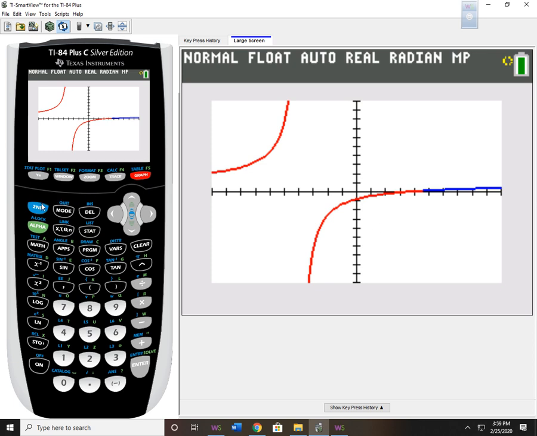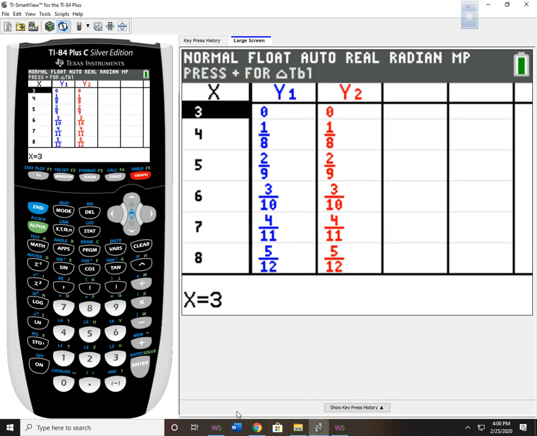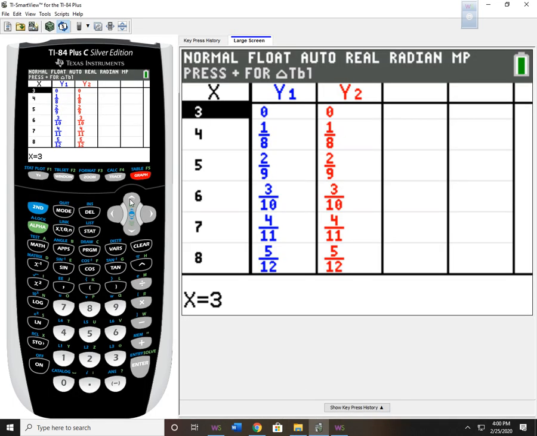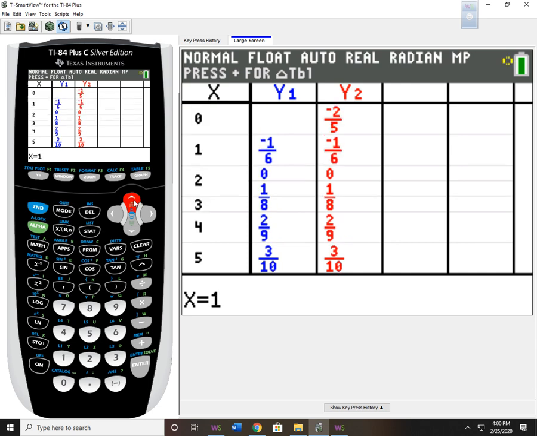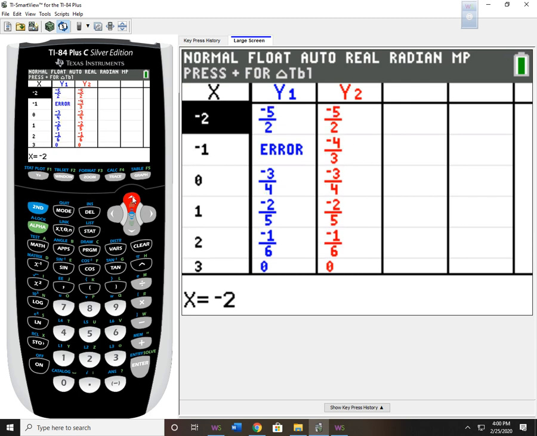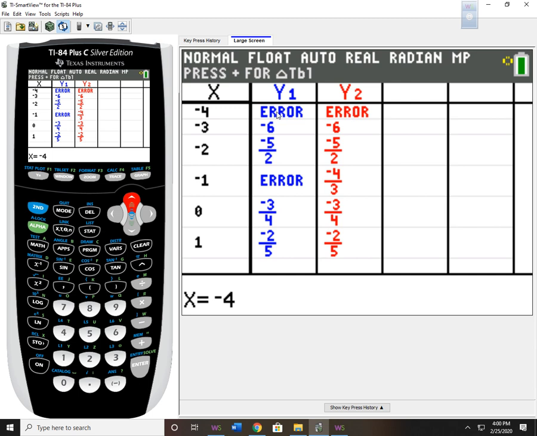The other thing I want to show you is on the table. If you'll remember from this, the first one was undefined when x is -4 and x is -1. So if I go to -4, see how we're undefined on the first equation, but we're not on the second one? And then if you look at -1, we're undefined for both. I feel like that's really interesting. So that's a good way to check to make sure that you have the proper restrictions on your domain.